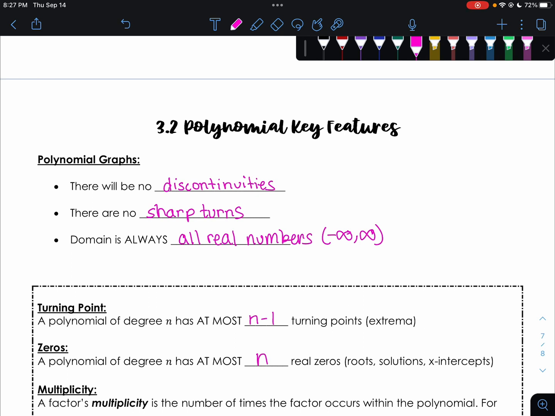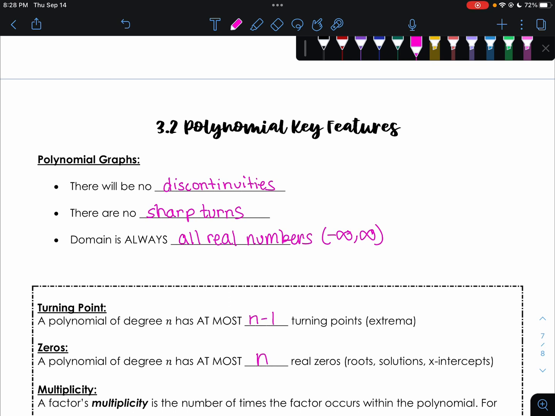In this video, we are going to talk about some key features of polynomial functions. I know, super surprised. So we have a polynomial graph. There's going to be no discontinuities. There's going to be no sharp turns. And our domain is always going to be all real numbers, which can be written as negative infinity to positive infinity. So discontinuities mean there's no jump discontinuities, there's no holes in the graph, there's no infinite discontinuities. These are nice, smooth, continuous graphs that we've seen before.